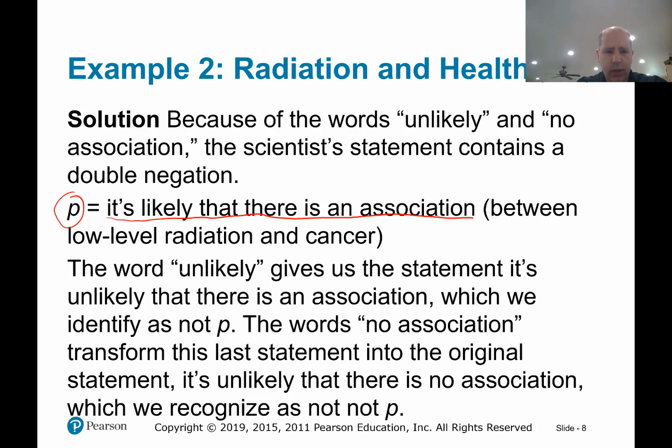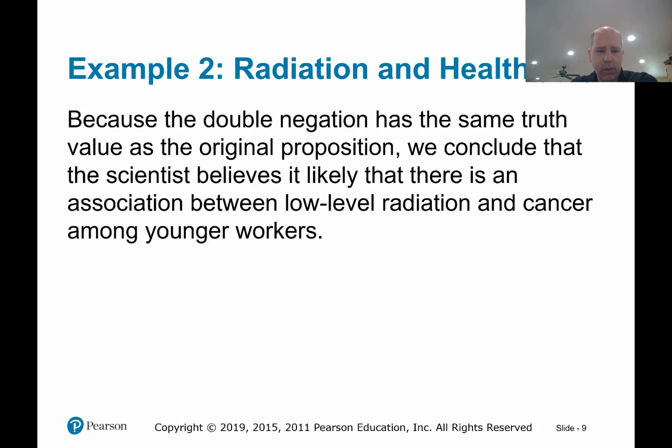So again, the word unlikely gives the statement basically a not, right? And then of course, no is the same as not, right? No association. Okay, so because the double negation has the same truth values as the original proposition, we can conclude that the scientist believes that it is likely that there is an association between low-level radiation and cancer among younger workers.